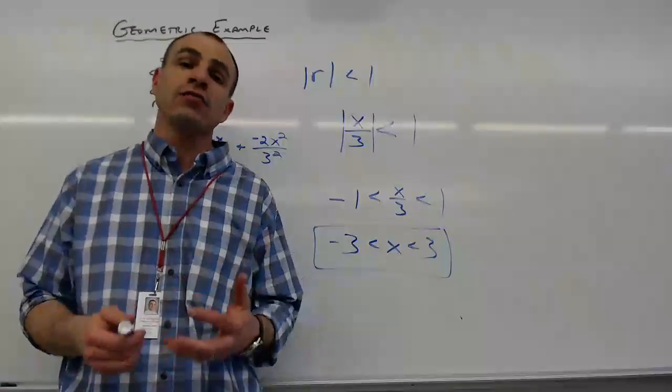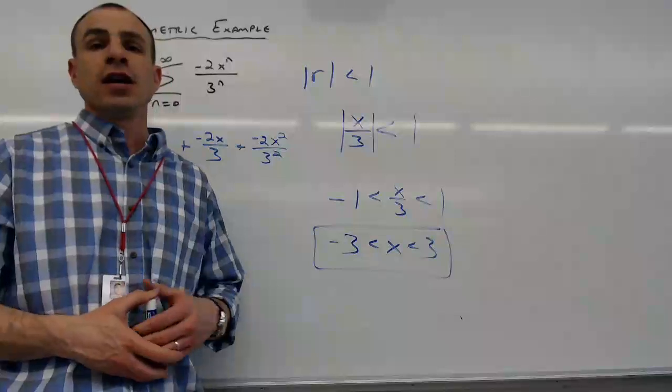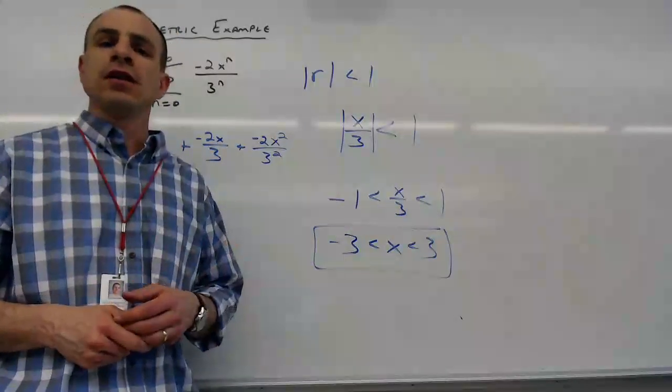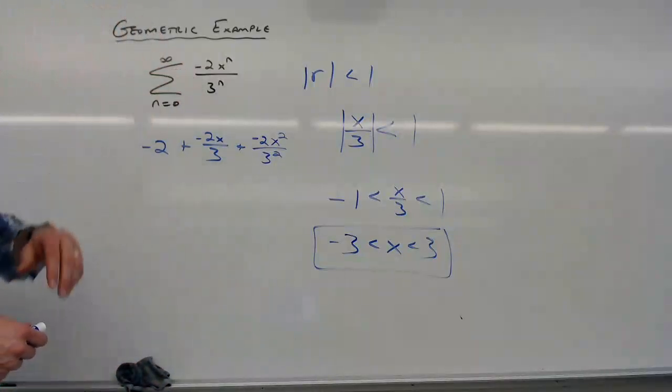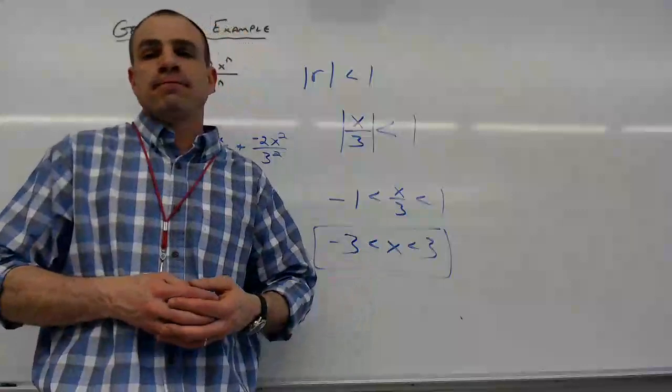So when x is any one of those values, we know that our series is going to converge. If x happens to be 5 or negative 12, then the series that we have here is not going to actually converge on our function, and therefore it doesn't do us any good.